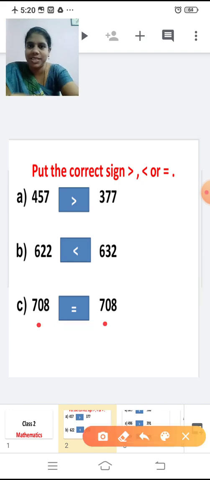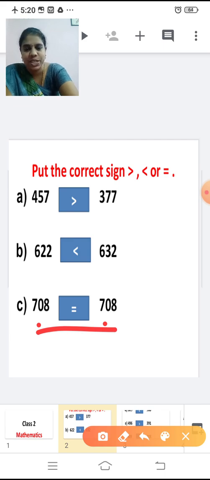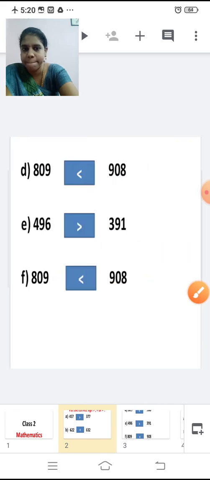All the digits are the same in both the numbers, right? So we have to put the equal to sign in between. 708 is equal to 708. If all the digits are the same in both the numbers, then we have to put the equal to sign in between. Shall we move on to the next sum?